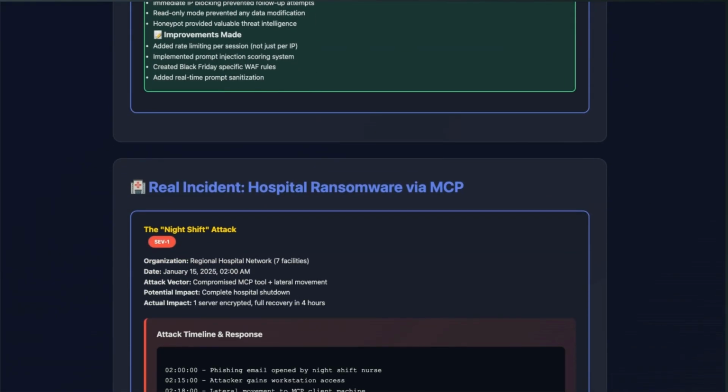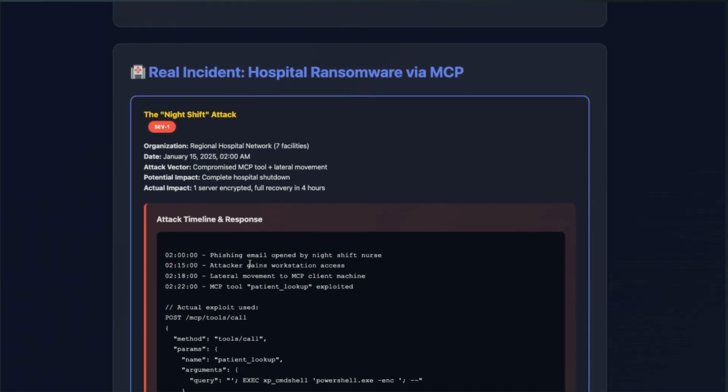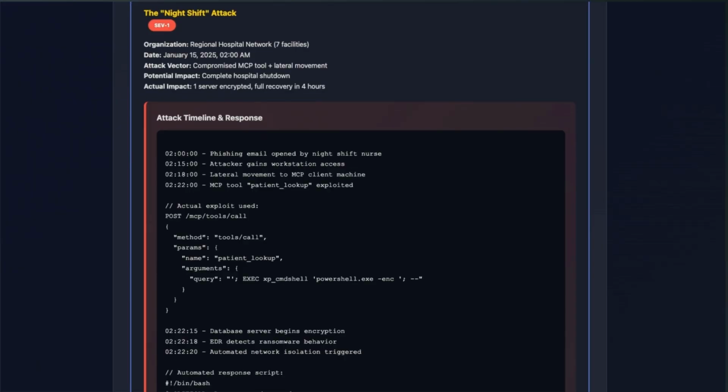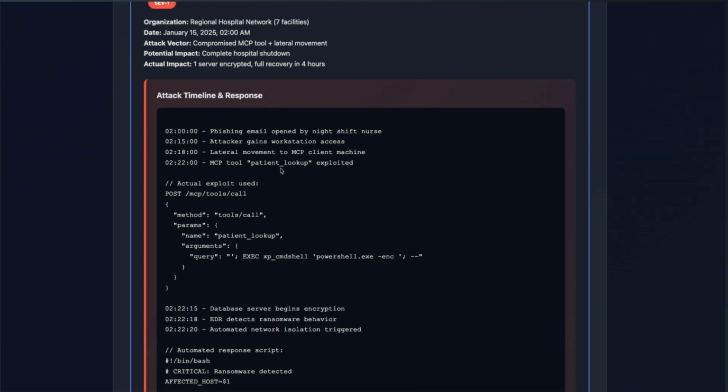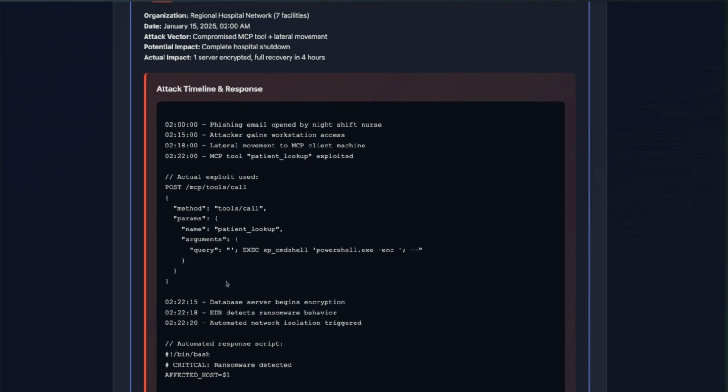Same way for hospital ransomware: phishing email opened by night shift nurse. This is very interesting. I would recommend you guys to listen to this very carefully. Phishing email opened by night shift nurse. Attacker gains control of the workstation. With that control, he tried to access the MCP client in the system of that particular employee, and he opens a tool called patient lookup and tries to make a query from that particular tool.